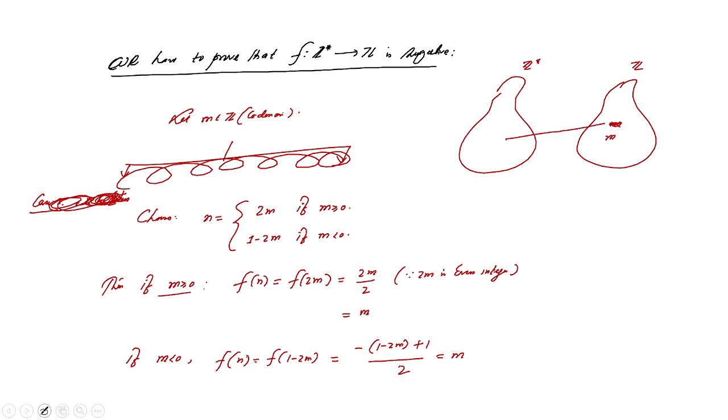So in these cases, what we have seen is that we have basically obtained the preimage of m belonging to Z. Since m is arbitrary, therefore every element of Z, that means the codomain, must have a preimage in the domain set.